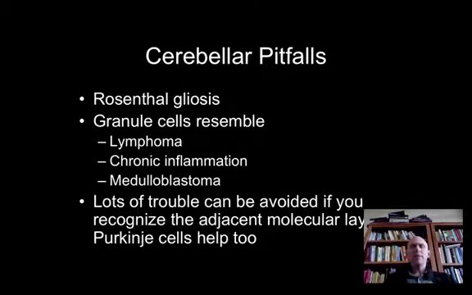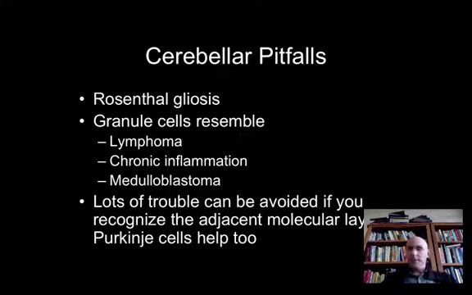So there are some pitfalls in the cerebellum. Rosenthal gliosis happens there with any long-standing lesion. It actually happens also commonly in the suprasellar region and in the spinal cord. So be careful. Rosenthal gliosis is not necessarily indicative of neoplasm.